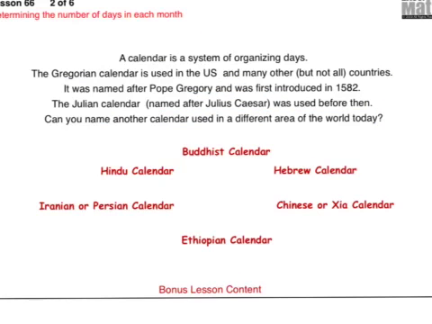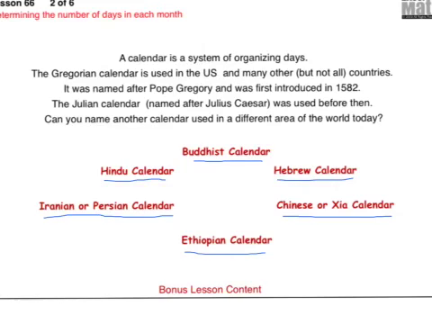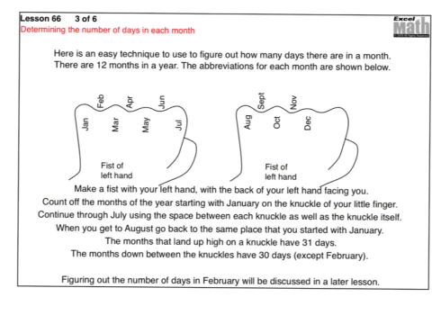All right, so here are some other calendars. We have a Buddhist calendar, Hindu calendar, Hebrew calendar, Iranian or Persian calendar, the Chinese, or I don't even know how to say that, calendar or something, the Ethiopian calendar. Can you believe it? Look at all those different calendars that are used around the world. Now this page is on your worksheet there, so let's go through this together.